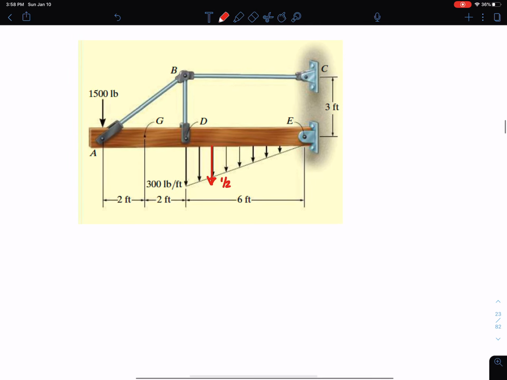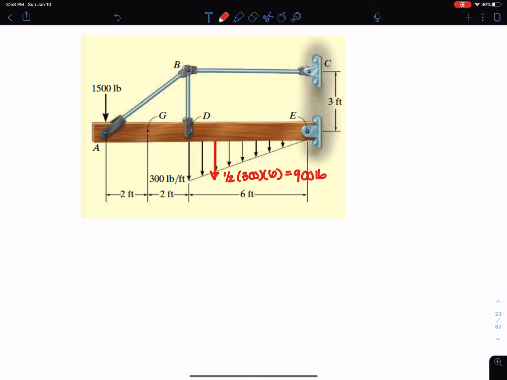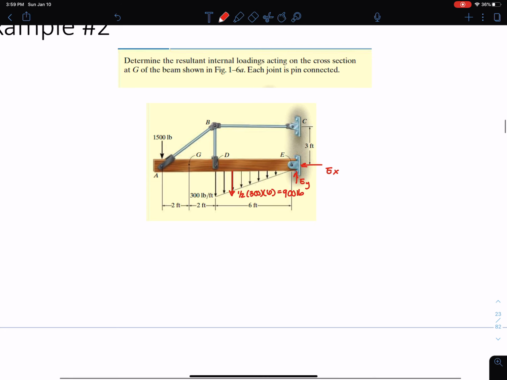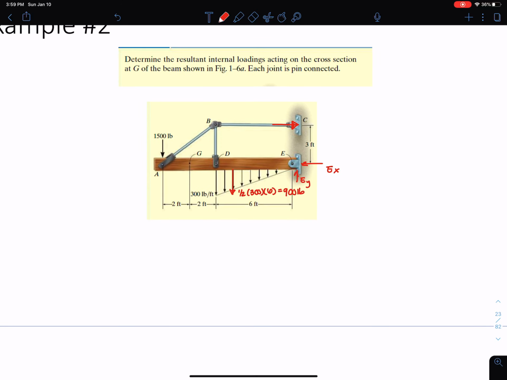So again, the area of the triangle, 1/2 times 300 times 6 is 900. And here I have a pin, I have EX. Here I have EY. And here I'm actually going to draw this as my resultant force FBC of that member, that two-force member, right? So this is the member force, not the reactions in the hinge, because I don't really need the reactions in the hinge.